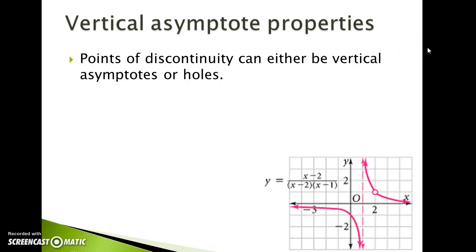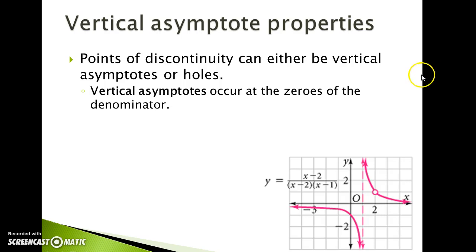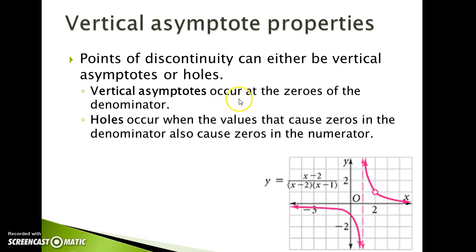Okay, now let's decide how to tell if vertical asymptotes or holes will exist. First of all, vertical asymptotes occur at the zeros of the denominator. So back in that last slide when we had x equals negative 1, that would make the denominator 0. Holes happen if you take a vertical asymptote and that same value that makes a 0 in the denominator also makes a 0 in the numerator. Then it goes from being a vertical asymptote to being a hole.